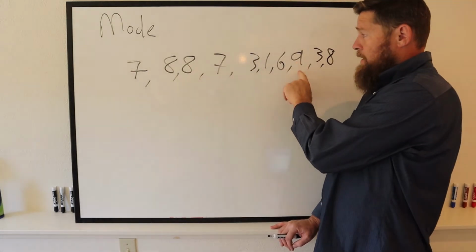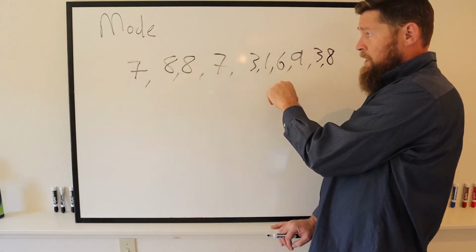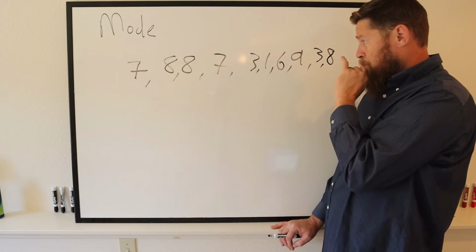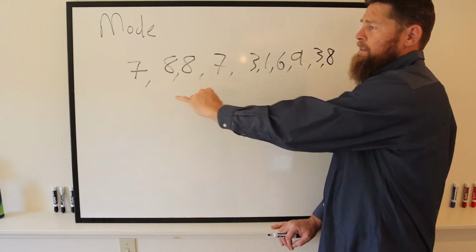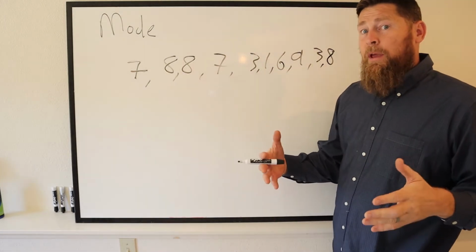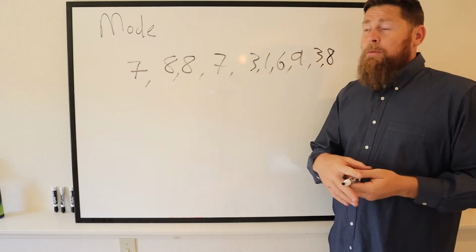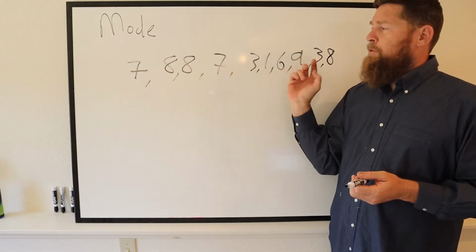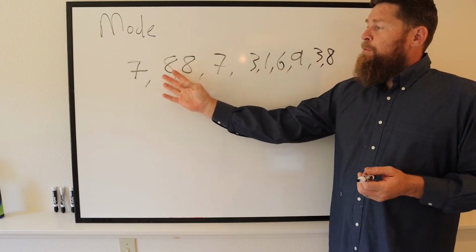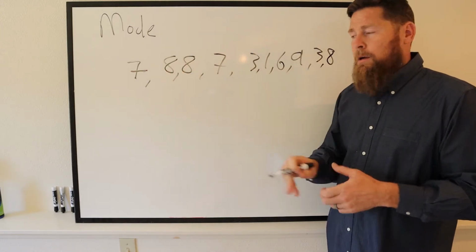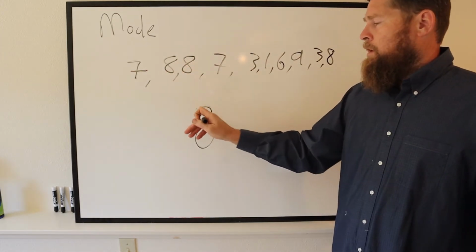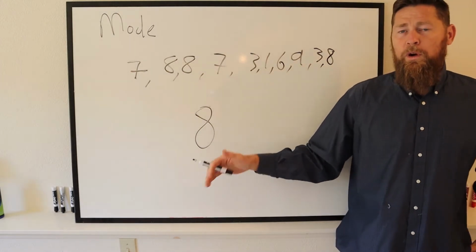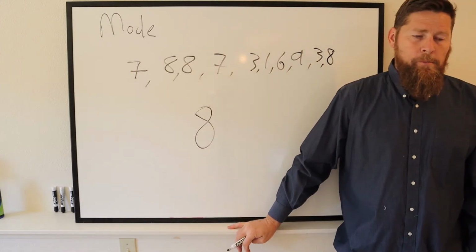Although 9's represented once, 1's represented once, 6 is represented once, 3 happens twice, and 7 happens twice. So now we have multiple iterations of numbers, 7 and 7, 3 and 3, but we have 3 of 8s. So 8 becomes the mode. So the most frequent score in our data set here is 8.